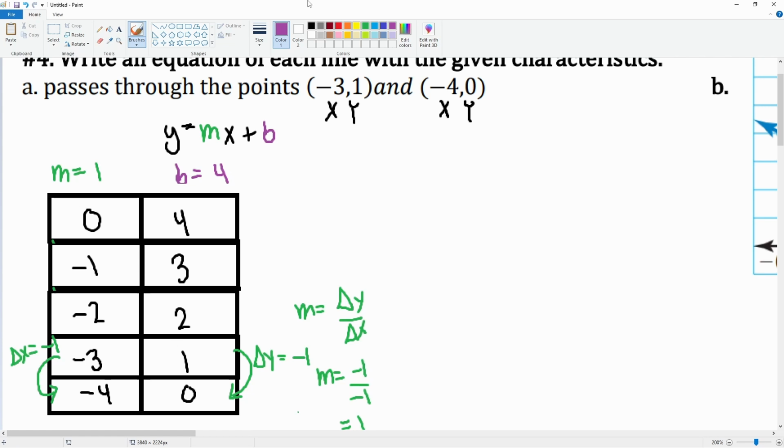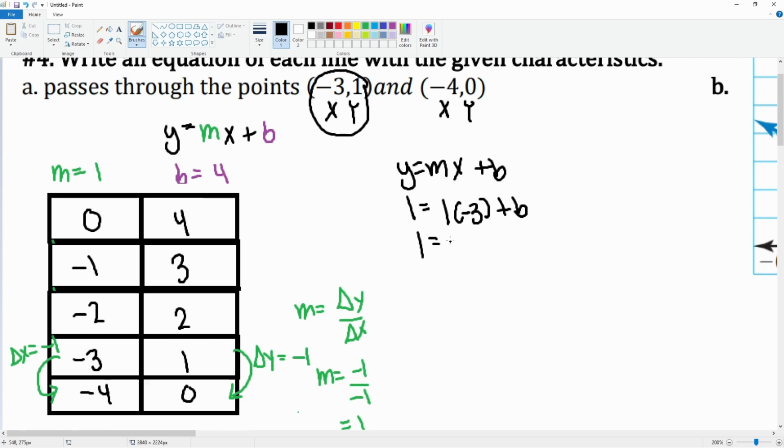Another way you can do it is using the equation y is equal to mx plus b. So y, again, I'm just going to use this one. y is 1, m is 1, and x is -3 plus b. So 1 is equal to 1 times -3, which is -3 plus b. To get b alone, you add 3 to both sides. This cancels. 1 plus 3 is 4. You see? Same way of getting the y-intercept.